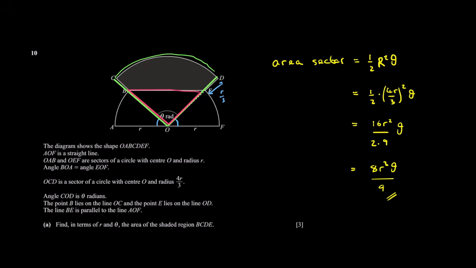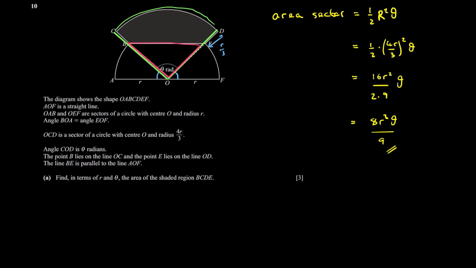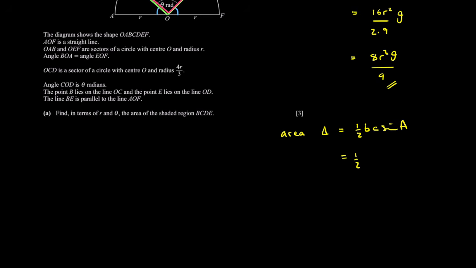Okay, so how are we going to find the area of the triangle? I think we can just use the sine rule, right? So the area of the triangle is equal to a half BC sine A. In other words, the area of this triangle is a half of that length times the sine of that angle. The two lengths are both equal to r, so it's a half of r times r times the sine of theta. That's going to give us a half r squared sine theta.